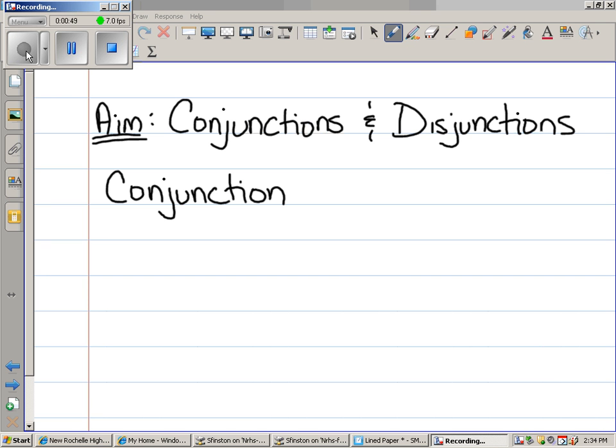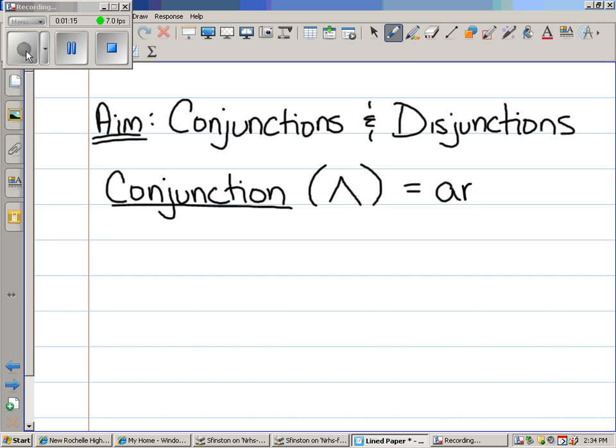New stuff in logic, new stuff. We're going to talk about conjunctions and disjunctions today. In English, you might also hear these words. Conjunctions in math are represented by the word "and." Symbolically, you're going to see this symbol used. It equals "and."